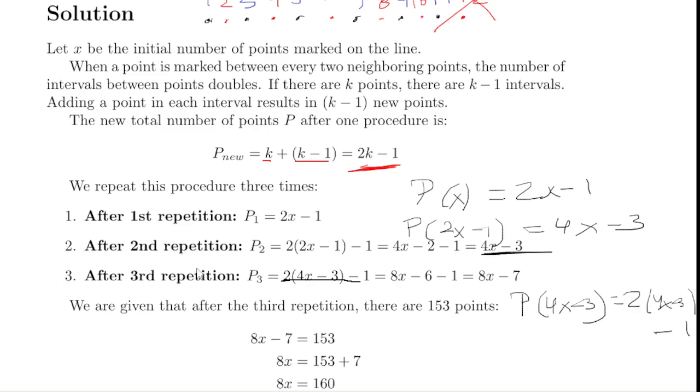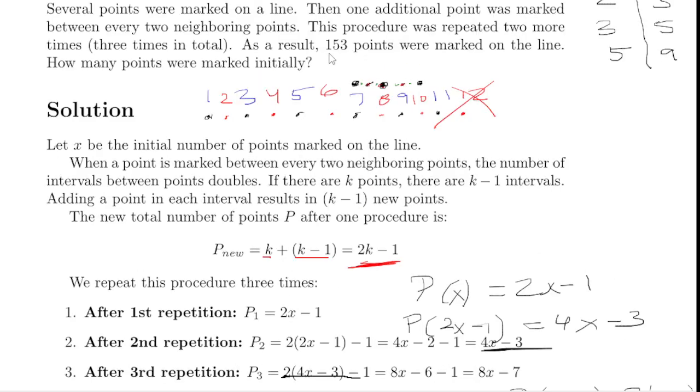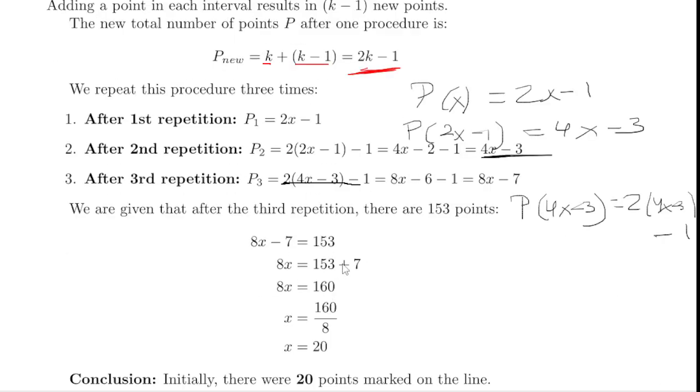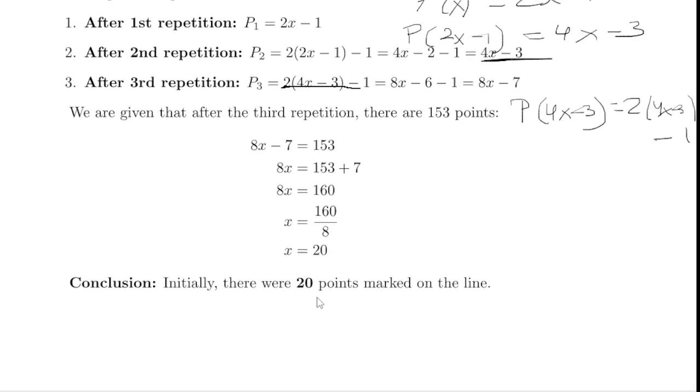So after the third repetition, we're going to have 8 times x minus 7 points. And we want this to be 153 points. So we're going to set that equal to 153. We'll add 7, divide by 8, and get that there were 20 initial points marked on the line.